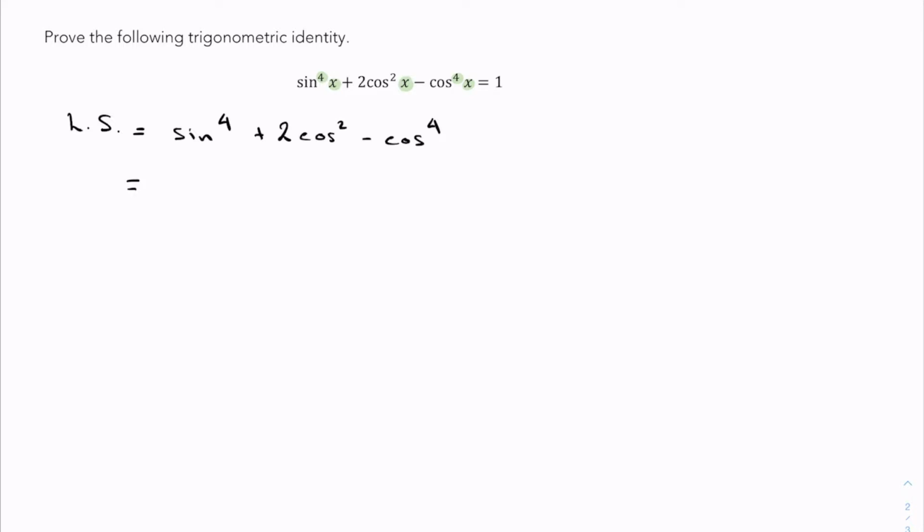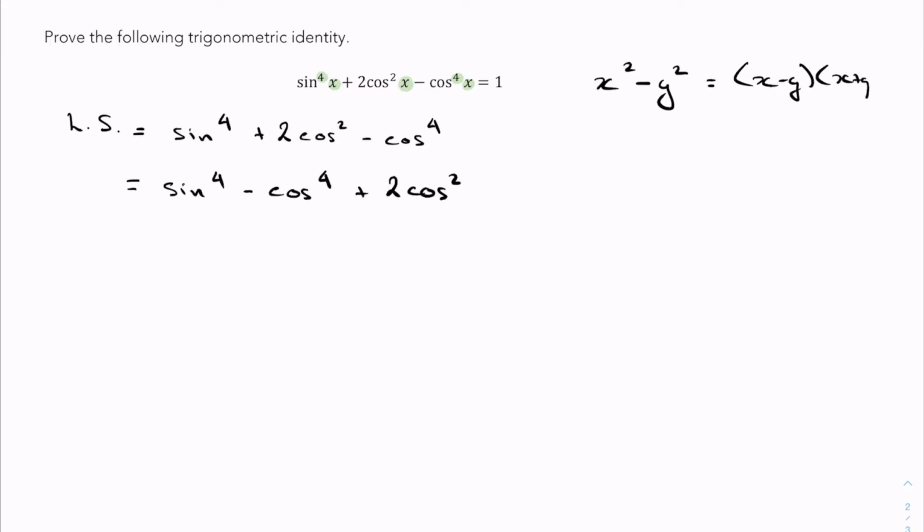Okay. Once again, I have no idea where to begin, but I have a little inkling that I want to combine the sine 4 and cosine 4 together, plus 2 cos squared. And the reason behind that thinking is because, I don't know if you remember, but a difference of squares can be factored. And actually I know why I'm doing this. I want to bring down the power of 4. Okay, difference of squares can be factored as x minus y and x plus y.